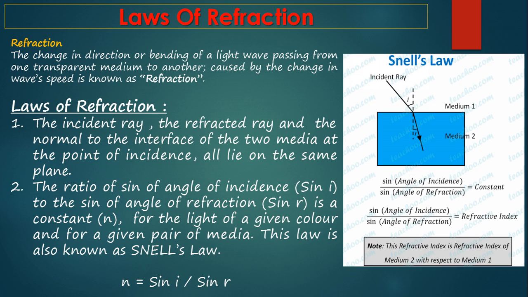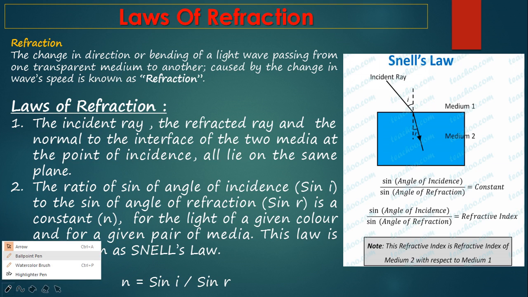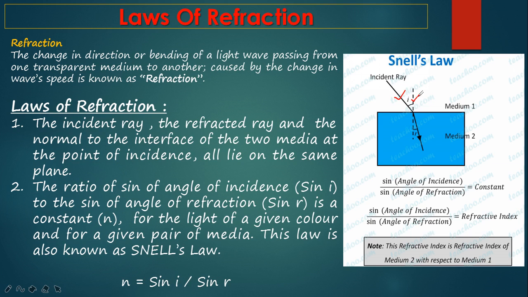Now, the phenomenon of refraction is governed by laws of refraction, and there are two laws of refraction. So what are these laws? Let us go into a little bit more detail. The first law is that the incident ray, the refracted ray, and the normal to the interface of the two media at the point of incidence all lie on the same plane. So this is the incident ray, this is the normal, this is the angle of incidence, and this is the refracted ray. They all lie on the same plane. So this is the first law.